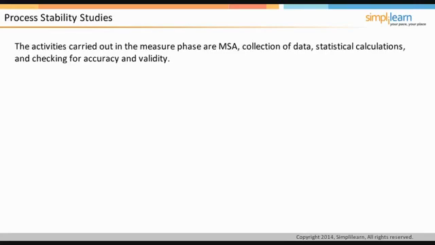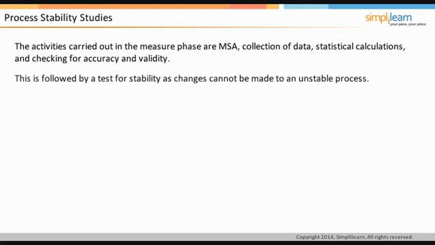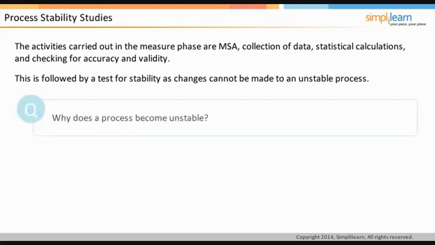The activities carried out in the measure phase are MSA, collection of data, statistical calculations, and checking for accuracy and validity. This is followed by a test for stability, as changes cannot be made to an unstable process. With a set of data believed to be accurate, the process is checked for stability. This is important because if a process is unstable, no changes can be implemented.